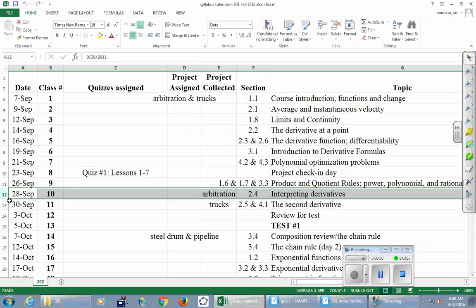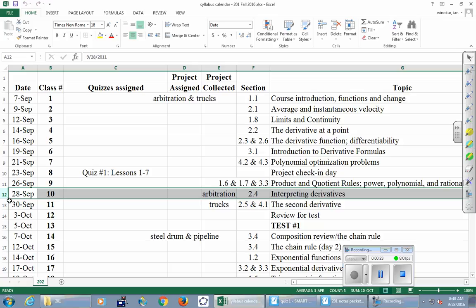Let us get started. Today is September 28th. It's our 10th class of the semester. Today, the first project on arbitration is due. Go ahead and throw it in the green folder if you have it. Just a reminder of the policy laid out in the syllabus about late projects.